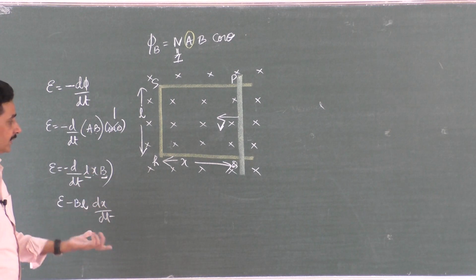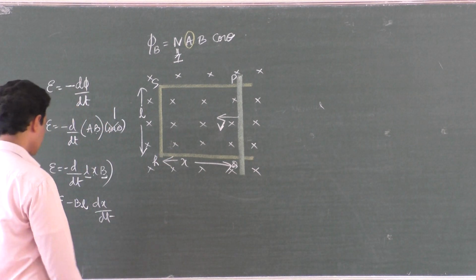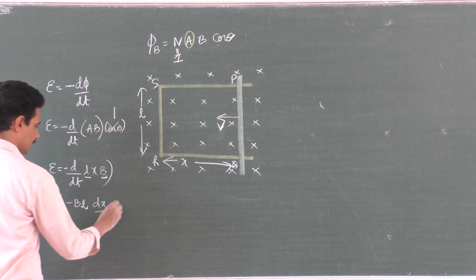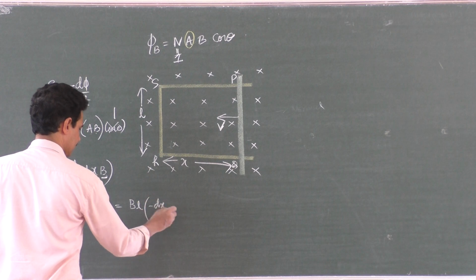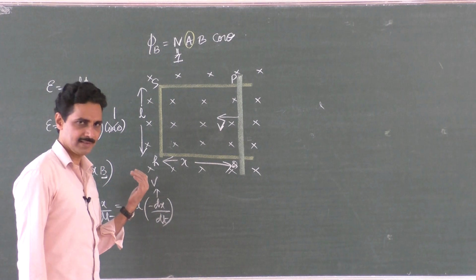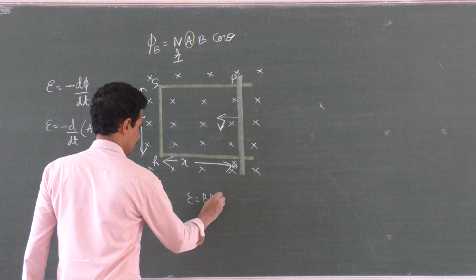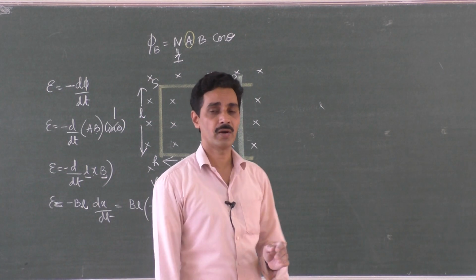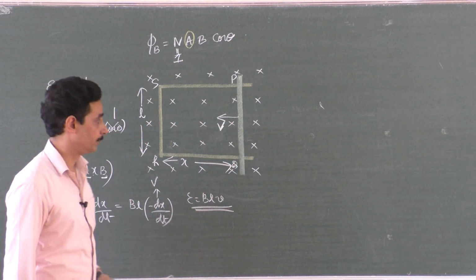What is dx by dt? dx by dt is the rate at which this distance decreases. That is the velocity. Since this, okay, E is equal to minus. So, shall I write this as B L and minus dx by dt. Minus dx by dt is taken as v because it is moving in the negative x-axis. So, what is the induced EMF? Induced EMF is BLv, where v is the speed, uniform speed with which the rod is moved. Okay, that we have derived already. We know this one. Now, the next step.